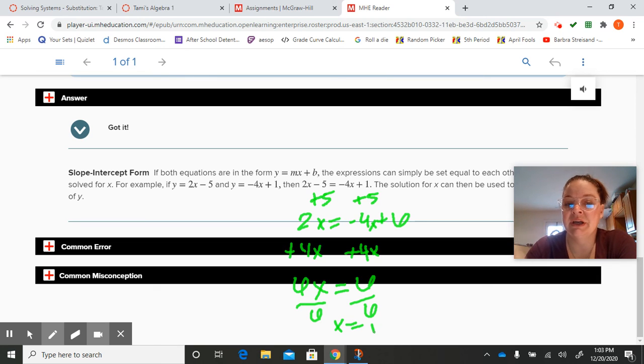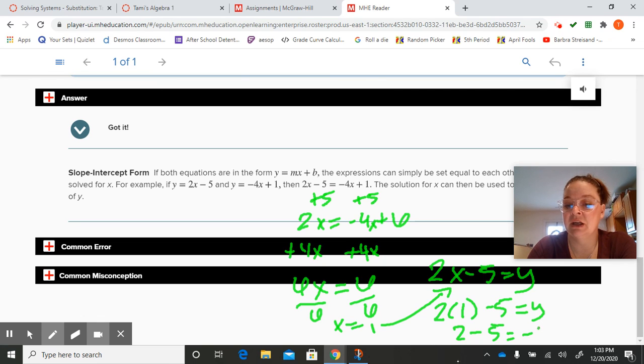Now I take x equals 1 and I put that into either one of the first two equations. I can put it into 2x minus 5, or I can put it into negative 4x plus 1. Personally, I don't like working with negatives, so I'm going to put it into the first equation. So 2x minus 5 equals y, and I'm going to put that 1 in for x. So it becomes 2 times 1 minus 5 equals y. 2 times 1 is 2, and 2 minus 5 is negative 3. So that means I have a solution at the point 1, comma, negative 3.